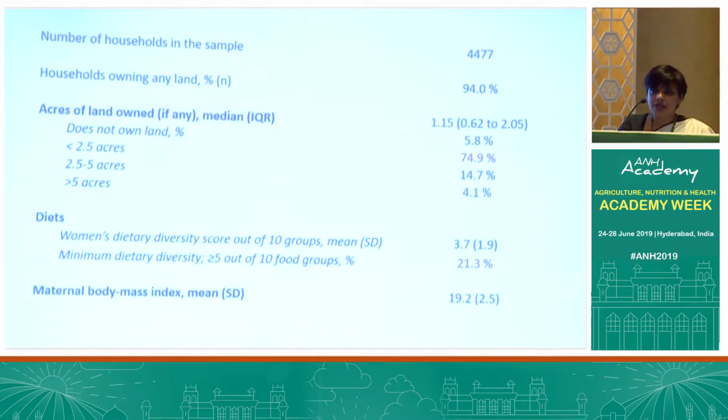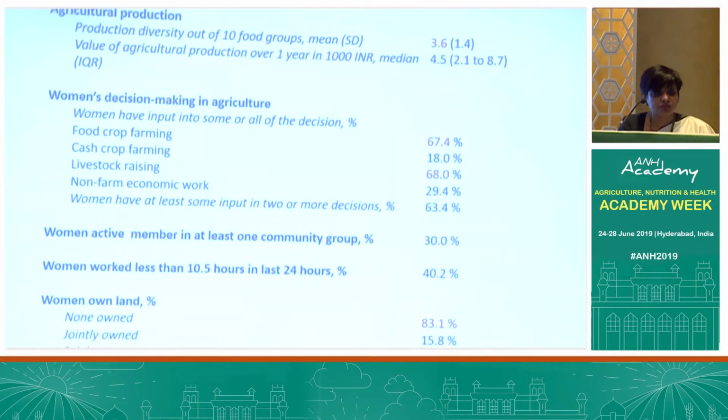I'll skip the descriptive statistics. All I wanted to say is several of them are smallholders. 75% of them have less than 2.5% of the land. Minimum dietary diversity is low, and women seem to have decision making in terms of some or all of the decisions when it comes to food-related cropping patterns or agriculture practices, but otherwise, not so great. And only 83% of the women own no land. So that's tragic as well.